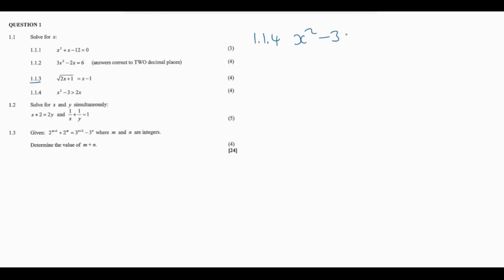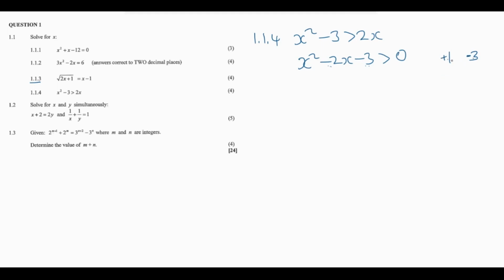X squared minus 3 greater than 2x. This is a quadratic inequality. Let's write it in standard form. So it's x squared minus 2x minus 3 greater than 0. Right. So what we do here, we factorize. We have to factorize. So we look for the factors of negative 3 that will give us negative 2. Negative 3 means that one factor is positive, the other factor is negative. And the negative 2 will mean that the bigger factor is negative. So for 3, we have 1 and 3. So it means the bigger factor must be negative, and then the smaller factor must be positive.